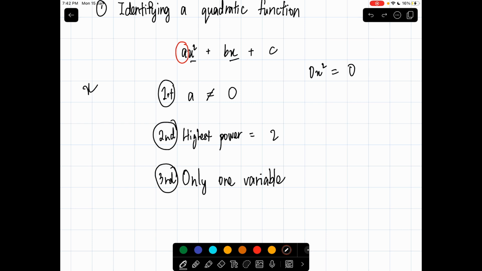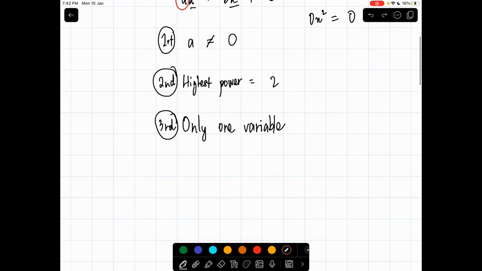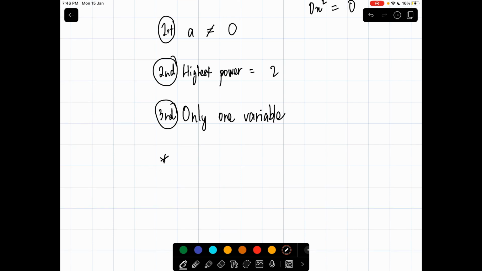Now, the fourth one is kind of an additional one, but this is also very important, which is the powers should be whole numbers and positive.